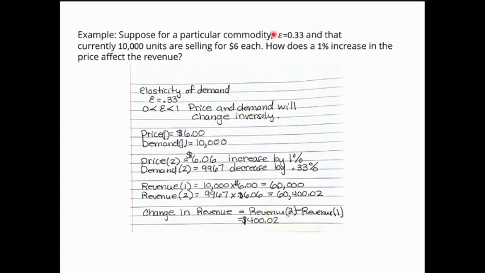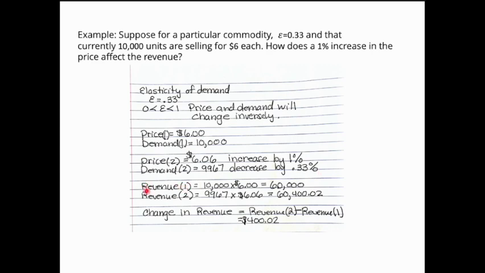Now, that means the demand is going to change by 0.33% in the negative direction. It's going to be a decrease. So I need to find 0.33% of 10,000 and then subtract it from 10,000 so it decreases, and we get 9,967. Now don't forget, because these are in percent form, when you do your calculations, you have to make sure that you change it into decimal form. So the decimal form for 1% would be 0.01, and the decimal form for 0.33% would be 0.0033.